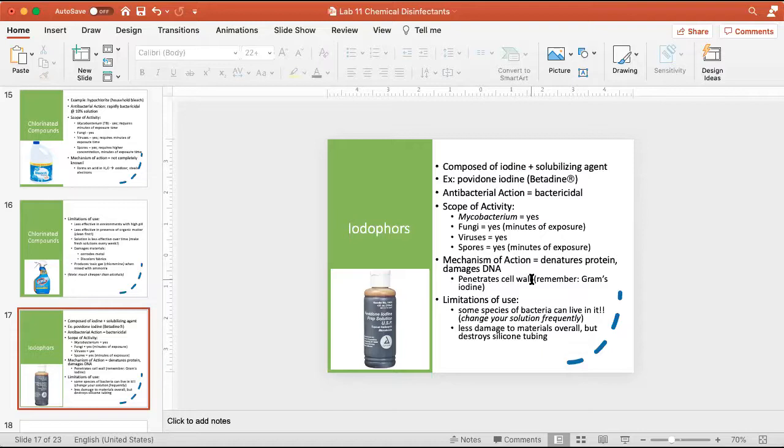Remember Gram's iodine? Remember we talked about how Gram's iodine acts as a mordant because it's capable of penetrating through the peptidoglycan in the cell wall. So it can do the same thing in an iodophore. It's going to penetrate through that cell wall and actually get into the cell.